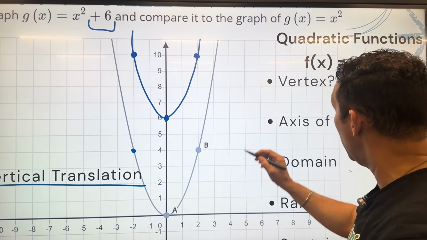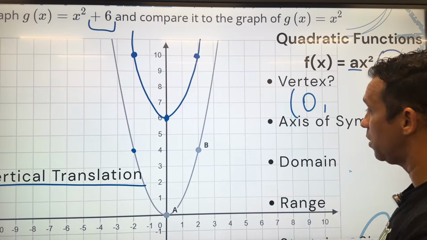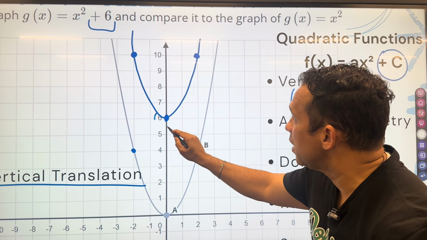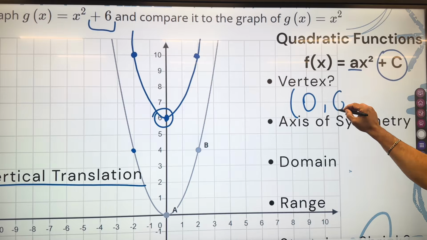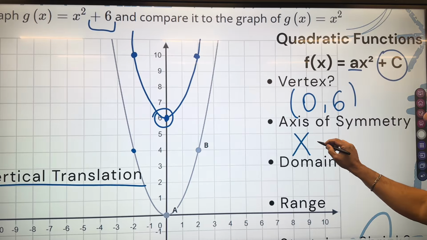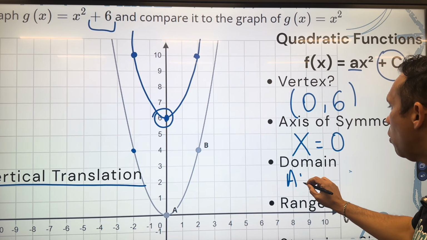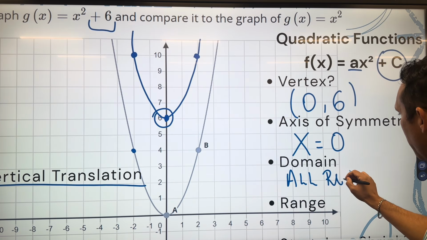The vertex: now x is still 0, we didn't go right or left, but now the y is the number 6. The axis of symmetry is still x equals 0. The domain is all real numbers.